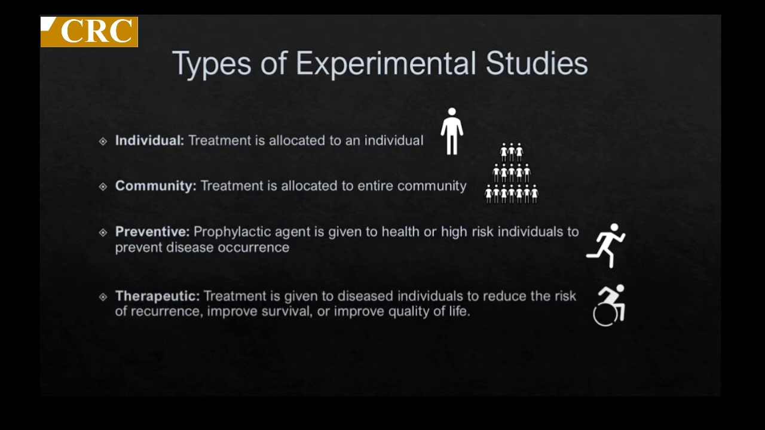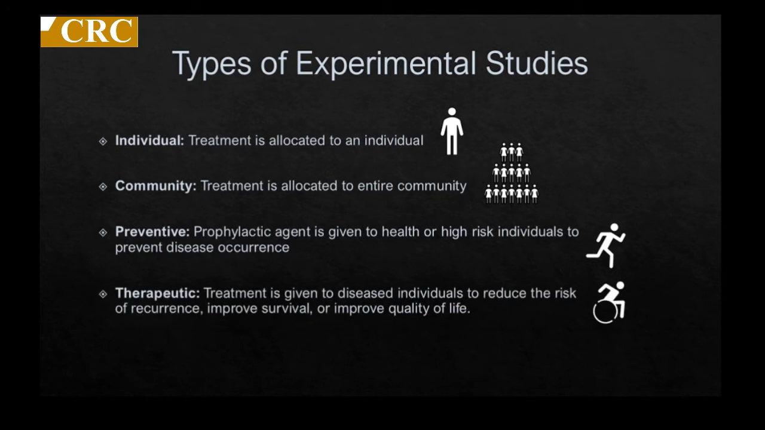Therapeutic trials. In therapeutic trials, treatment is given to diseased individuals to reduce the risk of recurrence, improve survival, or improve quality of life. Therapeutic trials are commonly called clinical trials, because they are conducted in a clinical setting, among diseased patients, and use a clinical outcome measure, such as recurrence or side effects. In therapeutic trials, a new therapy is usually compared to the standard treatment.